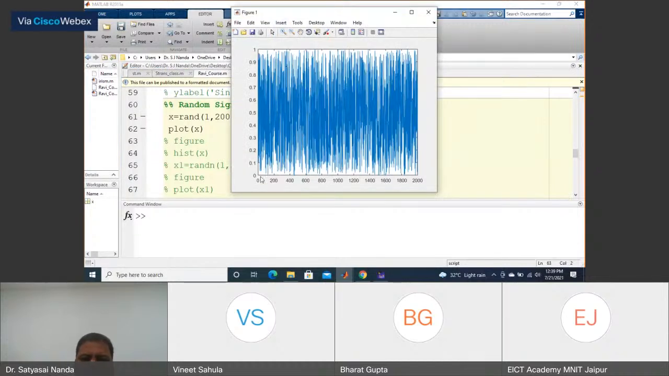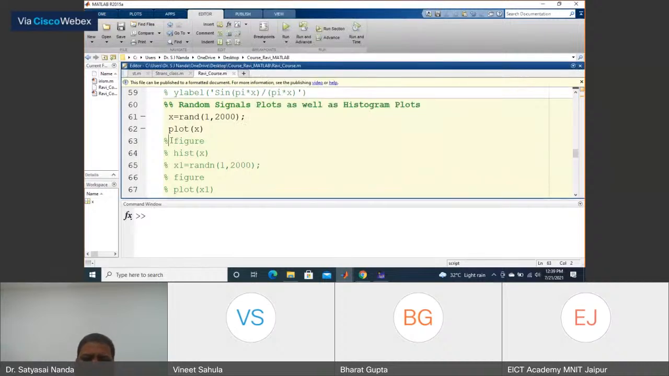You can observe that on the x-axis it is 0 to 2000, and random numbers have been created between 0 to 1. The y-axis level is between 0 to 1. So between 0 to 1, 2000 random numbers have been created. So what is the characteristics of these random numbers? If you are using the RAND function, its power spectral density will be uniform because it will be a uniformly distributed signal.